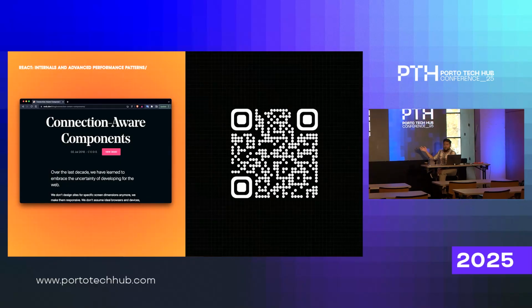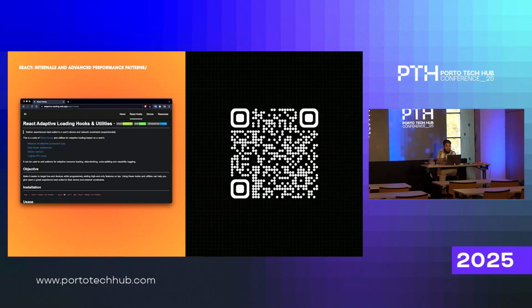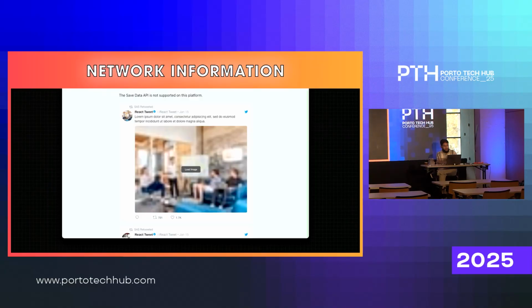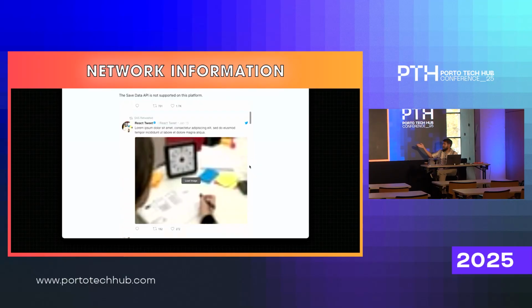There's actually some posts addressing this. This is what I really love, this name. It's called Connection Aware Components. I think it's a really good way to describe what this is doing. And there's even a Google library from a few years ago, called React Adaptive Loading Hooks and Utilities. It's a long name. But basically, it gives you React abstractions like hooks on top of those APIs so that you can listen to this kind of information. And this is the kind of thing you can do.